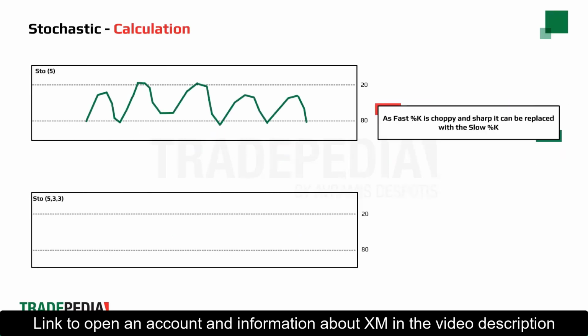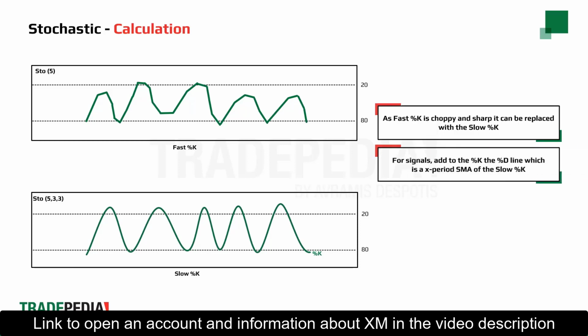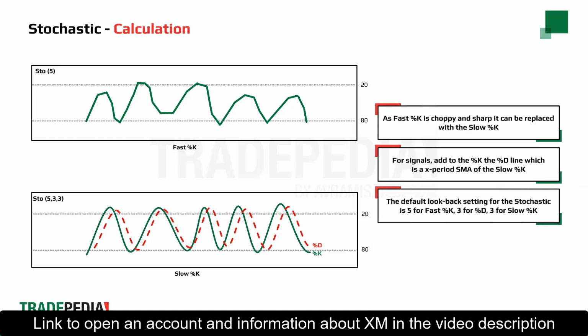Because fast %K is choppy and sharp, it can be replaced with the slow %K, which is a smoothed X-period simple moving average of the fast %K. In order to get signals, we add to the %K the %D line, which is an X-period simple moving average of the slow %K. The default look-back setting for the stochastic oscillator is 5 for fast %K, 3 for %D, 3 for slow %K.